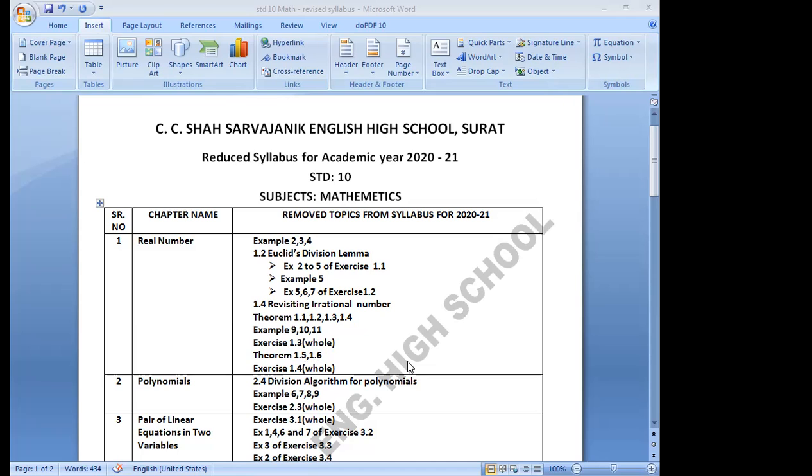Then next, exercise 1.4, that whole exercise is excluded from the syllabus, means no question will be asked from this exercise 1.4. All the three sums are excluded. This is all done for chapter number 1.